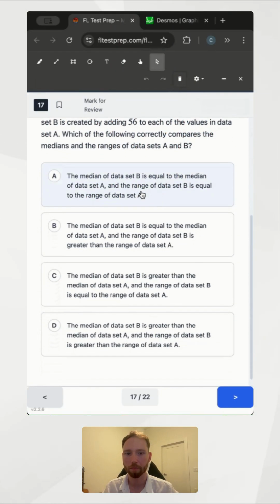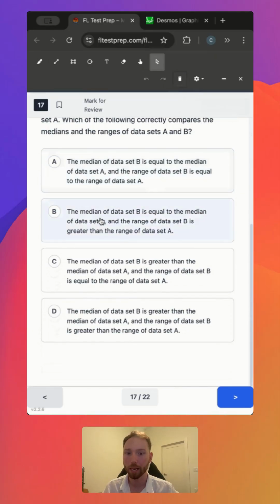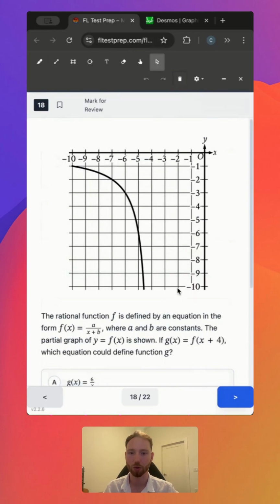The median of dataset B is equal to the median of A. Not true. The median of dataset B is greater than the median of A, and the range of B is equal to the range of A. That is true. So C is going to be the correct answer for this question. Moving on to the next question.